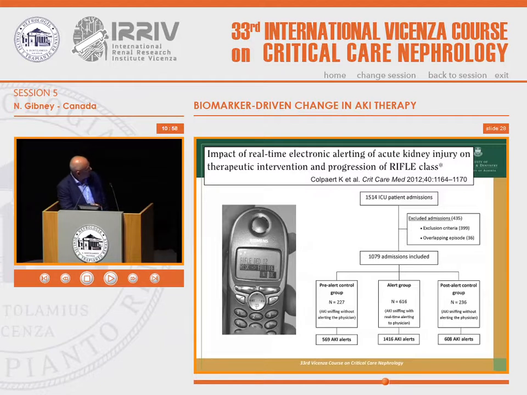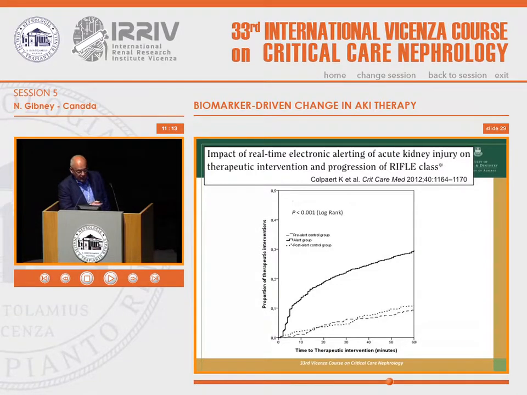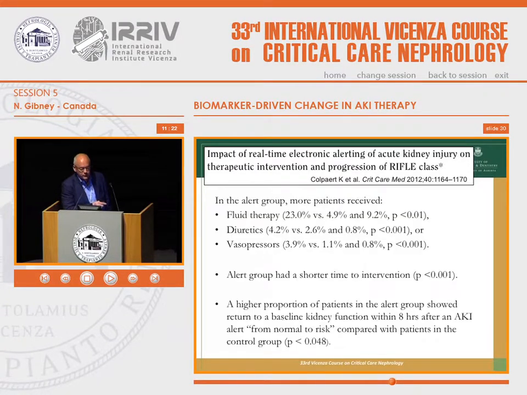In the pre-alert group, they had 500 odd AKI alerts, which were not intervened on. In the alert group, they had 600 patients. They had 1,400 AKI alerts. And then subsequently, in the post-study, they had 600 alerts. And what they found was that there was a significantly increased number of interventions in those patients that actually had the alerts. Did it make a difference?